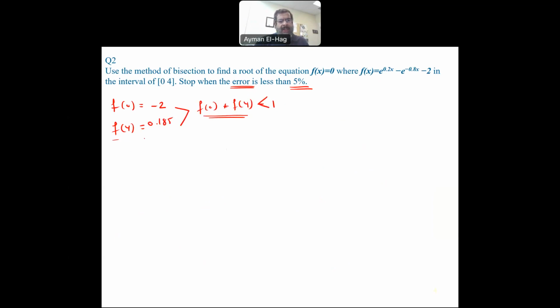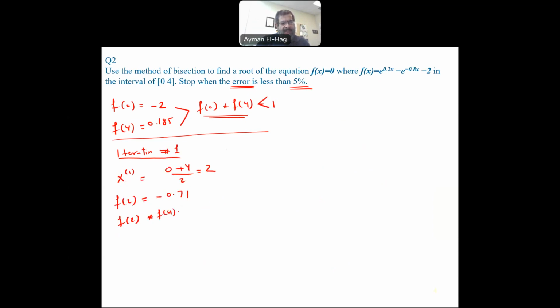So we'll start the iteration. So we'll have iteration number 1. So x of 1 will take the average, 0 plus 4 divided by 2, which is equal to 2. So this is your first solution. So now f of 2 will be equal to minus 0.71. It's a negative value. So now we know that f of 2 times f of 4 is less than 0. And hence the new interval now is between 2 and 4. Now we go to iteration number 2.